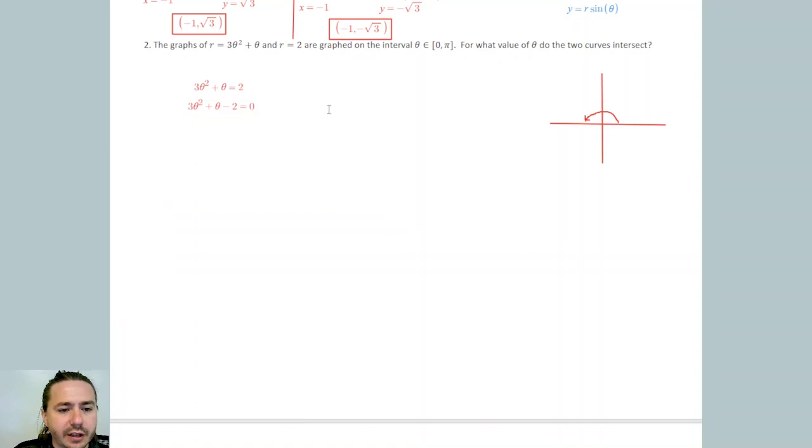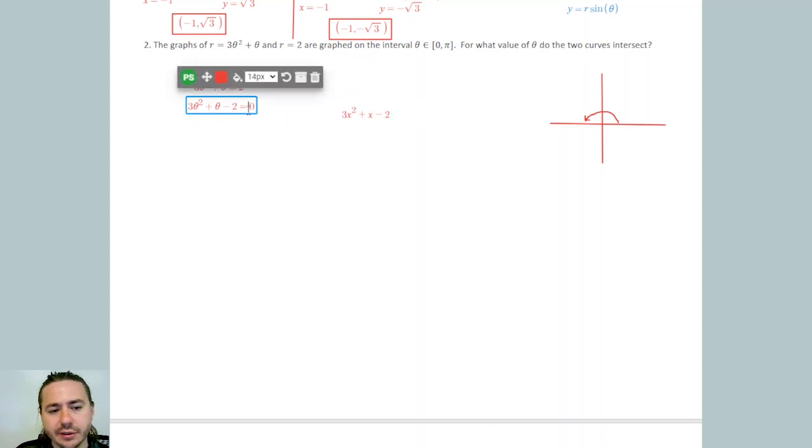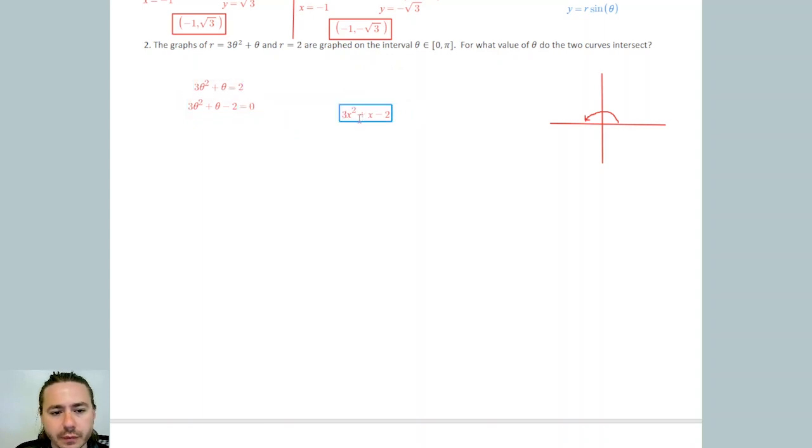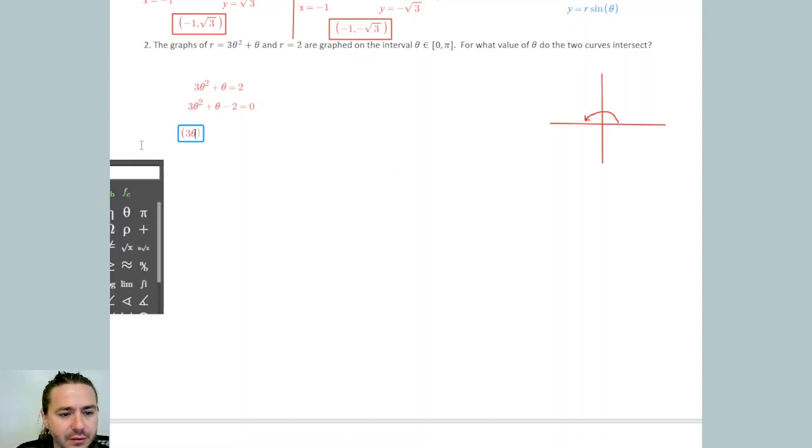So this is kind of like solving an equation like 3x squared plus x minus 2. It's just instead of x, we've got theta here. So the way to solve a quadratic is either using the quadratic formula, or we can factor, if we can factor. Factoring is definitely the way to go, and the factors in this case would be 3 theta minus 2 and theta plus 1.